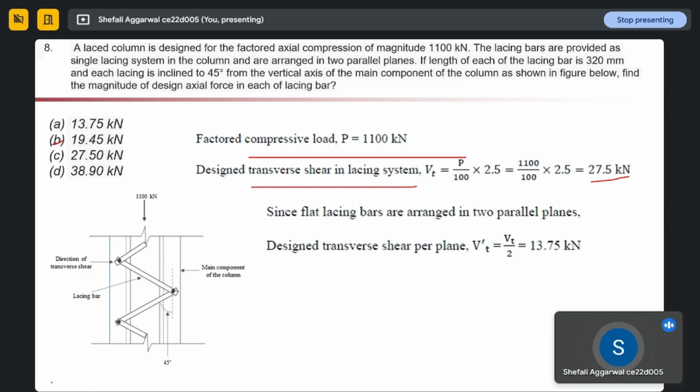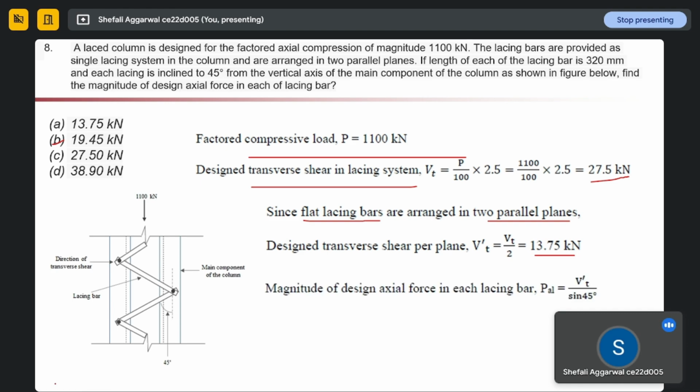Next, what else is given to us? The flat lacing bars are arranged in two parallel planes. If they are arranged in two parallel planes, we divide this transverse shear force by 2, so that we get the shear force per plane. Then we can calculate our axial force. The axial force will be given by the shear force divided by sine 45.